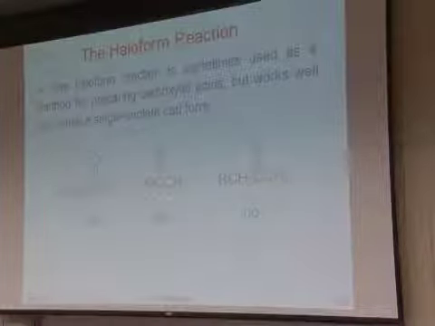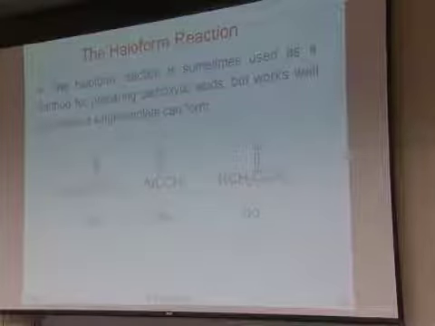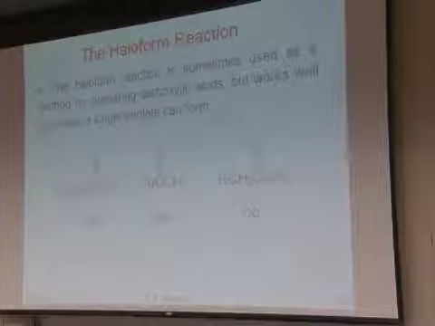Now, this reaction is useful if you only have one type of alpha hydrogen. If you have two types of alpha hydrogens, you are not going to observe this reaction. Why? Because you could have an alpha halogenation at this carbon or at this carbon. So this reaction works very well when you only have one type of alpha hydrogen.